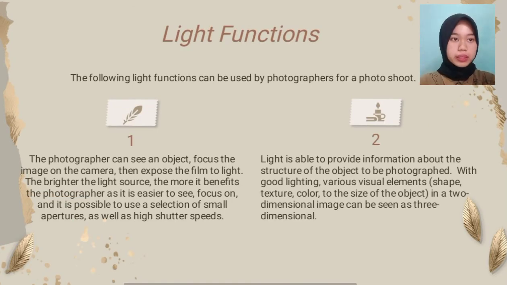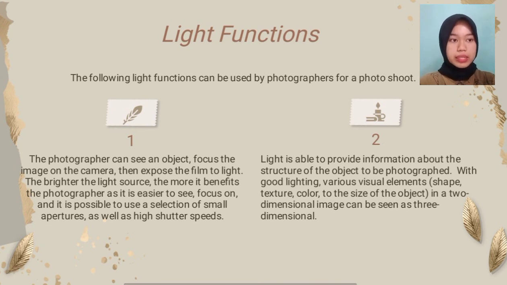Okay, the next material about light functions. The following light functions can be used by photographer for a photo shoot. Number 1, the photographer can see an object, focus the image on the camera, then expose the film to light. The brighter the light source, the more it benefits the photographer as it is easier to see and focus on, and it is possible to use a selection of small aperture as well as high shutter speeds.